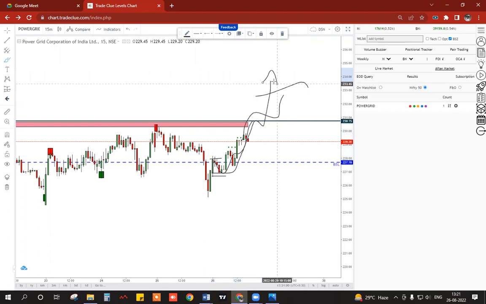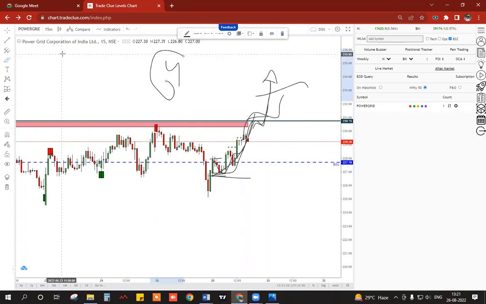Now, on a personal note, do you think it will give me a breakout or not? Obviously it won't give me a breakout the way I need. Why? Because the buyers are already making more money in this. From 227 to 231, already 4 rupees are done in Power Grid, almost 1.5 to 2%. Once this much movement is done, you cannot predict more upside. Obviously it can go, but the probability is very low in such scenarios.